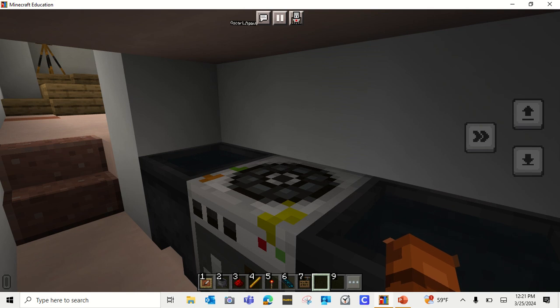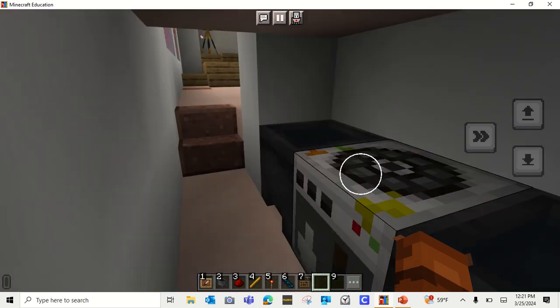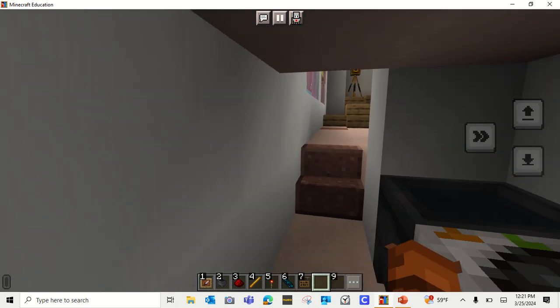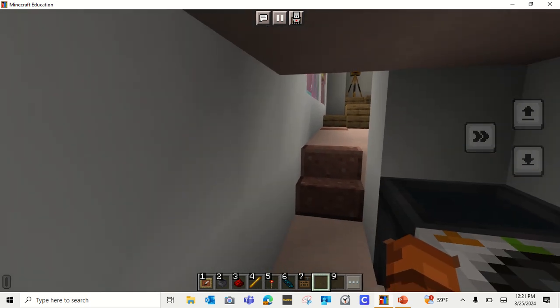This is where they wash the clothes, the laundry room. Next, I'm going to show you the garden areas.